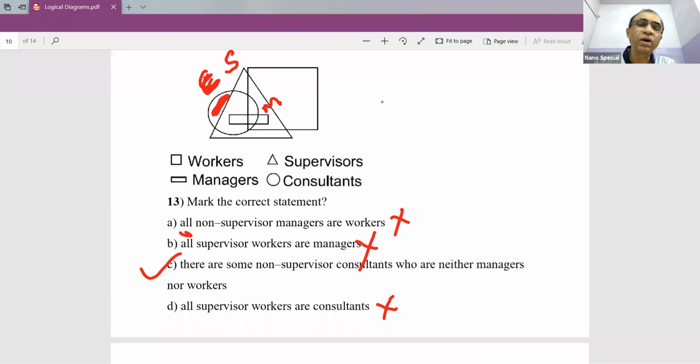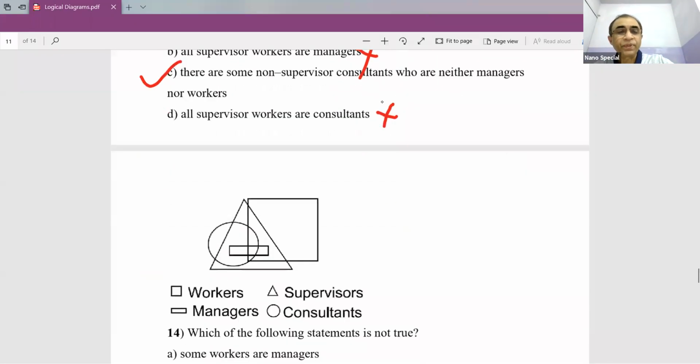Okay, we are talking about all these people who are neither managers. We are talking about non-supervisors, so they should not be part of this circle. So we are talking about non-supervisor consultants. These people, we are talking about these people. All right, so the answer is C.